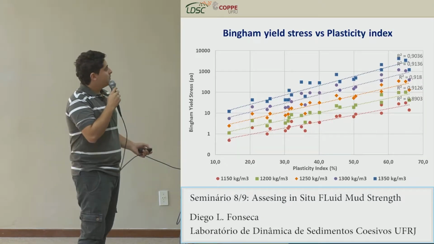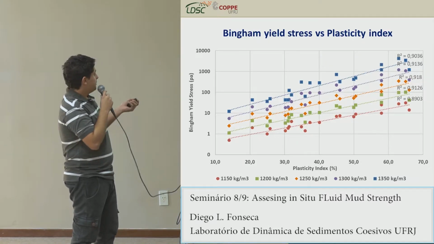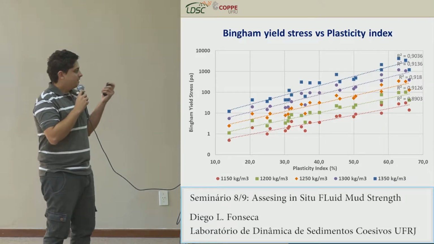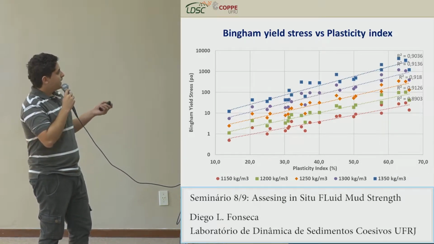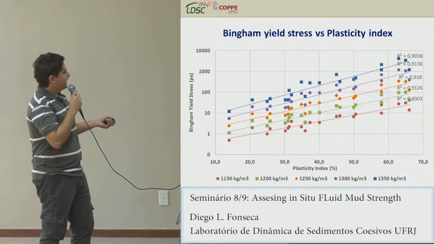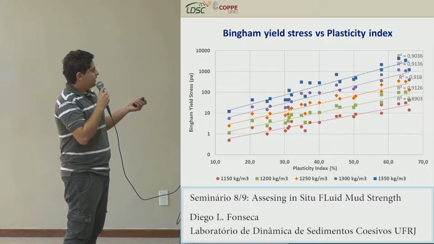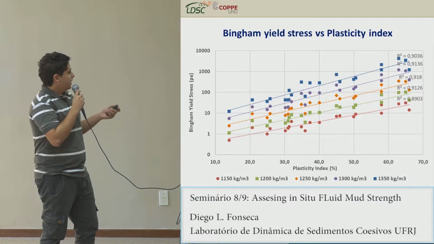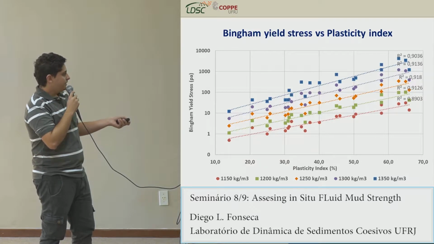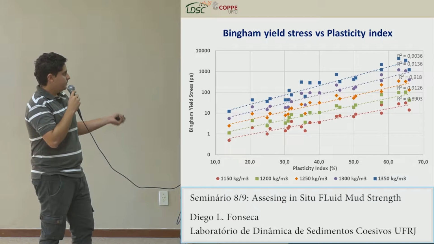Here we have a chart of Bingham stress versus the plasticity index. Bingham stress from the rheometer and the plasticity index from the Atterberg limits. So we can correlate both parameters for the samples, and we can see there is a good fit in the trend. They are all samples in 5 densities, and it's a good fit on trend.